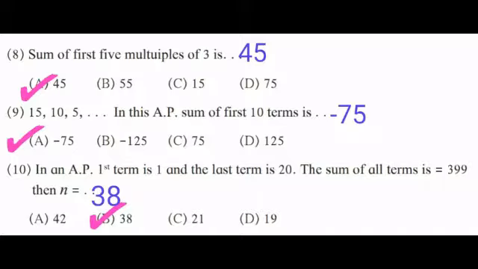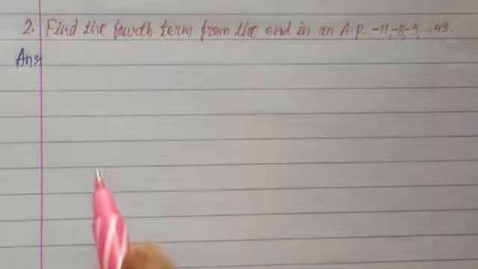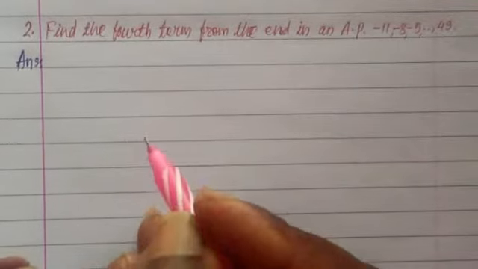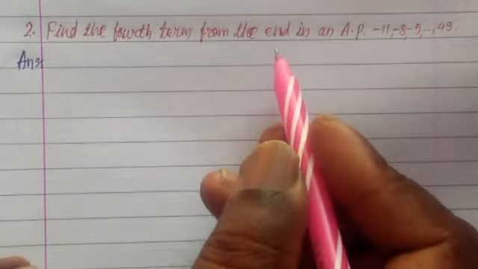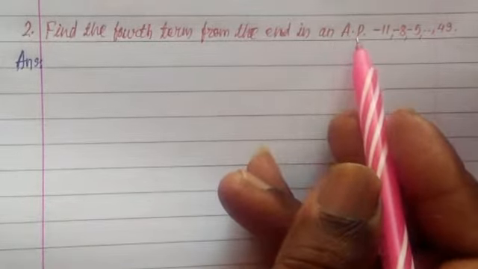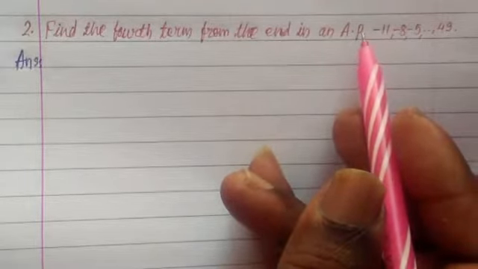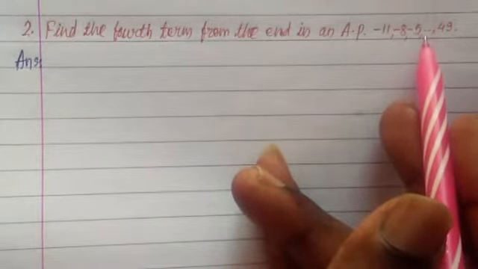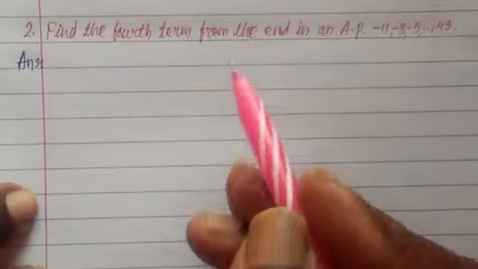Then 10, in an AP, first term is 1 and the last term is 20. The sum of all terms is, answer is B, 38. Now question 2, find the fourth term from the end in an AP, -11, -8, -5, dash, 49.